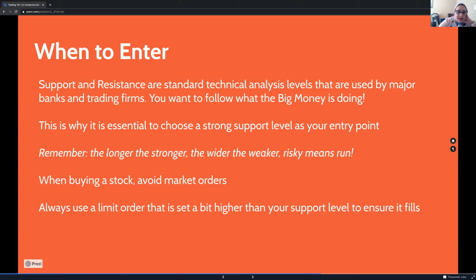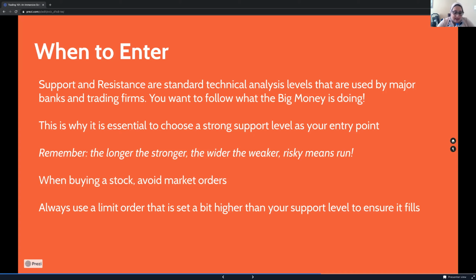We're following the big banks. They're the ones that are moving the markets. So we're looking for strong support, okay? And remember, we're looking for longer candles, hopefully narrow zones. And we're making sure it does not violate our reward to risk ratio.